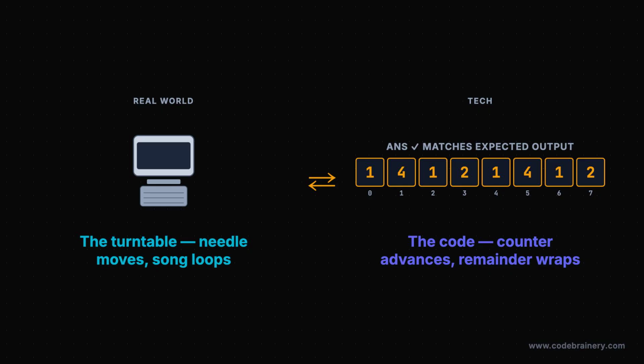Remember the turntable. The needle never stops. The song restarts every revolution. The remainder is what tells the turntable where in the song to play. That's all you're doing here, using the counter's remainder to wrap back to the start of the input.